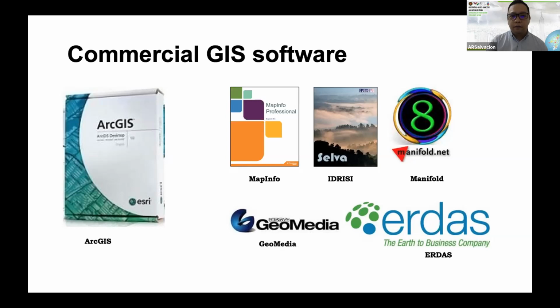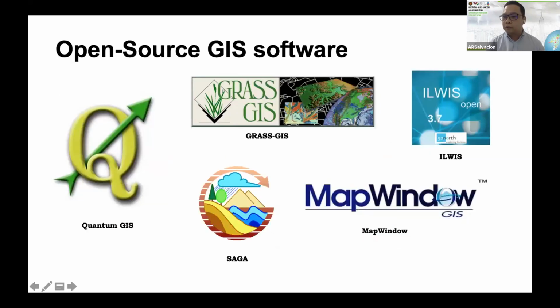And if you don't have money or you don't have the capital to venture into this commercial software, there's also a lot of open source GIS software. So these are free, open source, and downloadable. You could copy it, you could modify it, whatever you want to do with the source code. You could do whatever you want to.